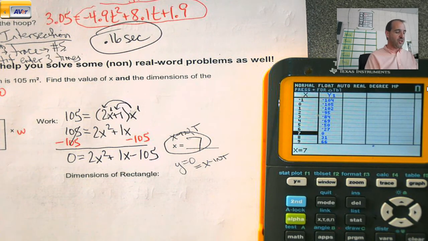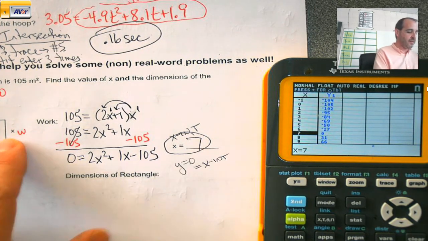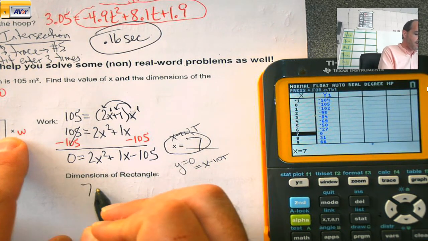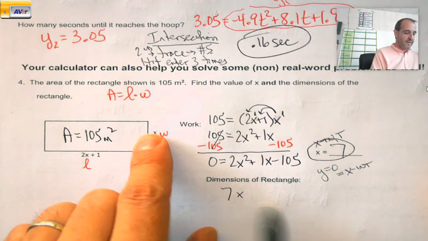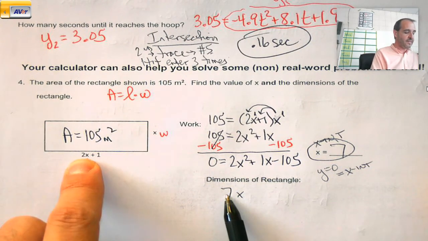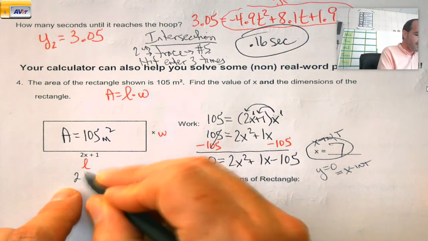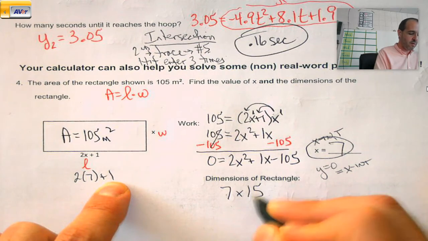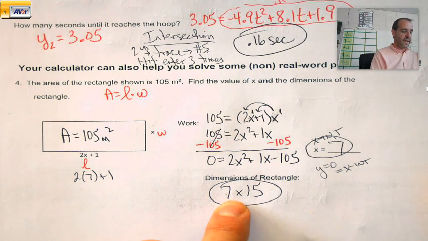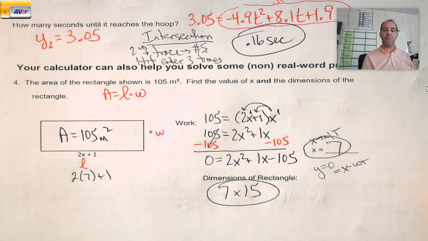Now, our question, we're not done because it says what are the dimensions of the rectangle? I've got to plug this back in. So plug in 7 for x. Plug in 7 here. Whoops, probably would have helped if you could see what I was pointing at. Plug in 7 here for x. And if I plug in 7 here, 2 times 7 plus 1 is 14 plus 1 or 15. And last I checked, 7 times 15 is 105.